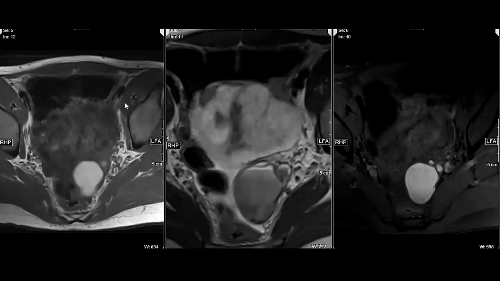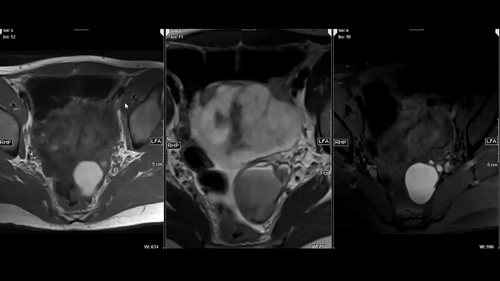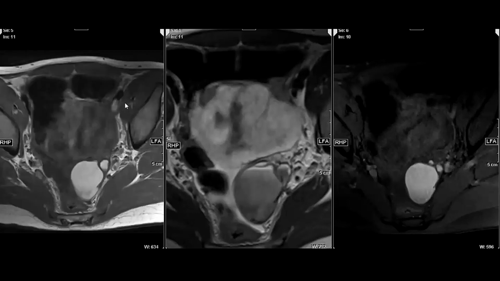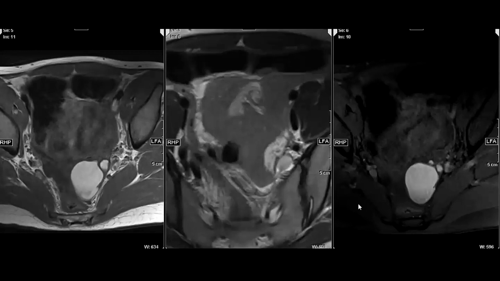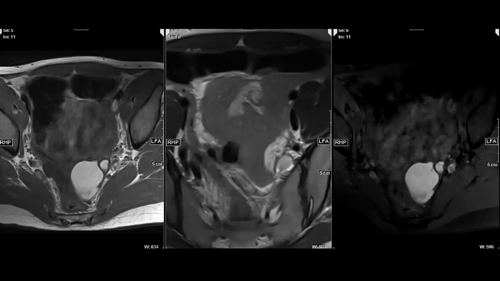I'll just go through the images once again for everyone so that they are able to appreciate whatever findings I have discussed. So T1 hyperintense lesion in the adnexa with T2 shading, and it does not suppress on T1 fat saturated images.